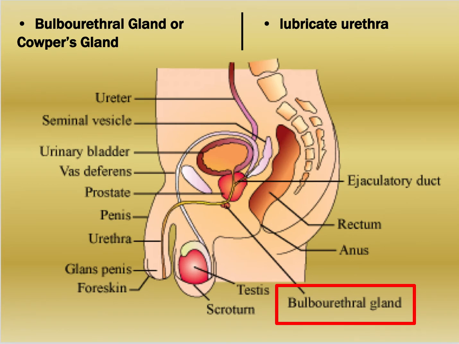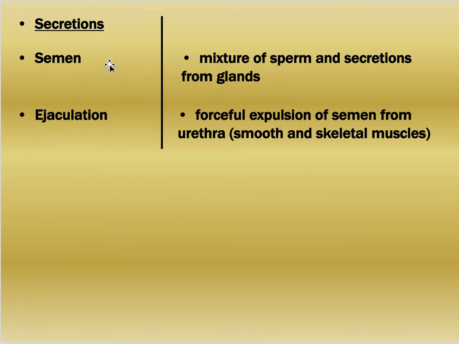Okay. So semen is this mixture of sperm and secretions from glands, that being nutrients, sugar, things for the sperm to be able to survive and make the destination. And ejaculation is the forceful expulsion of semen from the urethra, and that's going to be controlled through smooth and skeletal muscles. So that is the male anatomy.